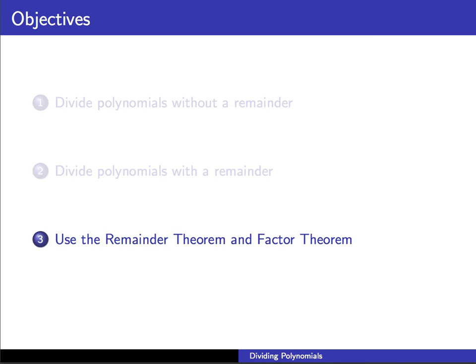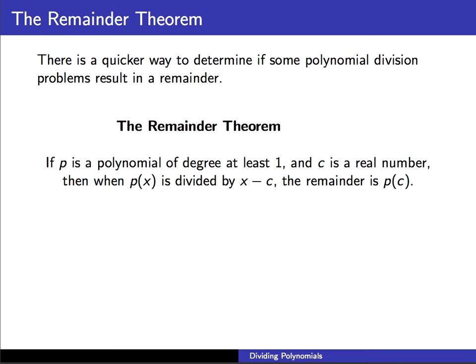All right, in this video, we're going to use the remainder and factor theorem for dividing polynomials. So the remainder theorem is a way to determine if some polynomial division is going to result in a remainder. And the remainder theorem says if we have a polynomial function p and the degree is at least 1, so it's not a constant, if c is a real number, then when we divide our polynomial function by x minus c, the remainder is going to be the same thing as if we just evaluated the polynomial at this value of c.